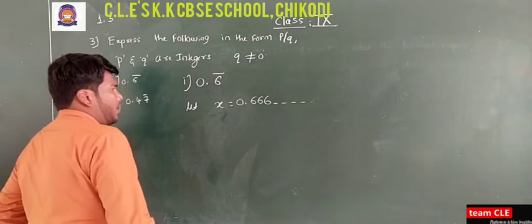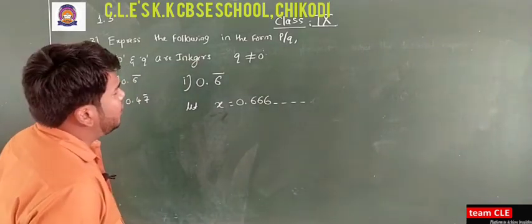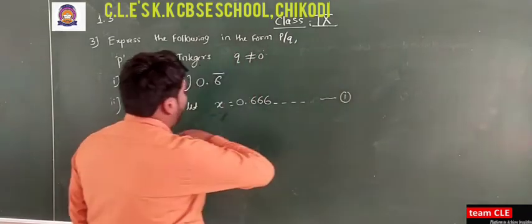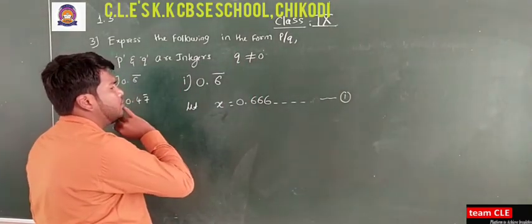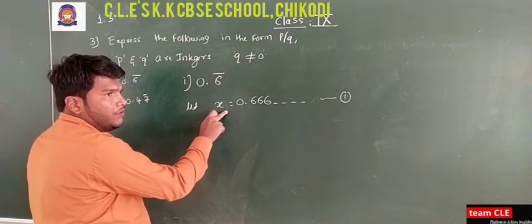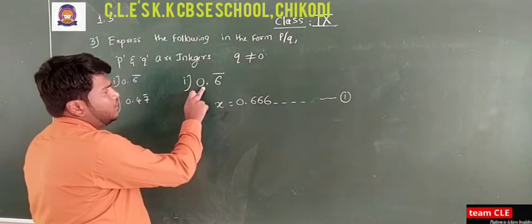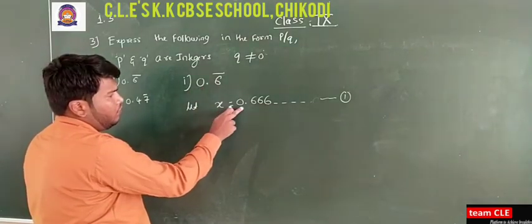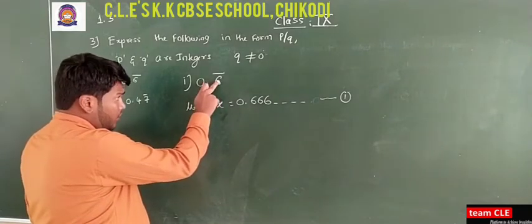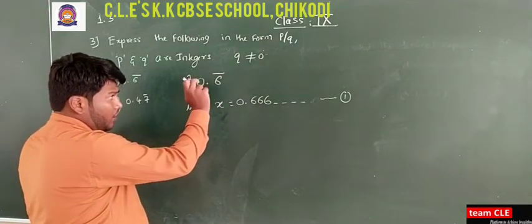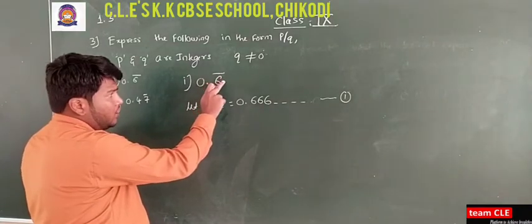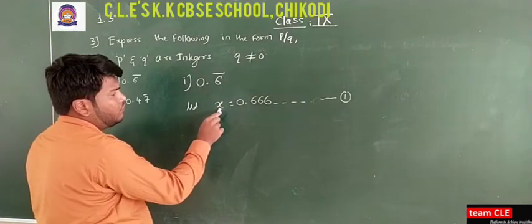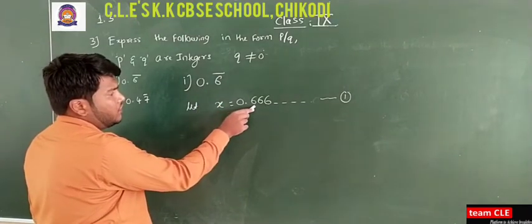Okay, so now I call this equation number 1. Why do I call this equation number 1? Because, as we saw in the previous video, whenever we have a non-terminating and recurring decimal, first I put x equal to 0.6. Here, the bar is after one digit only. If it is after two digits, I use two decimals. So the first step, you write x equals 0.666.